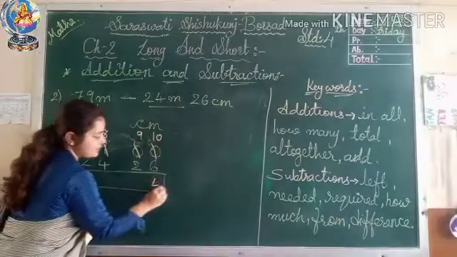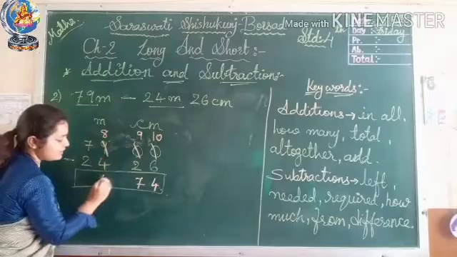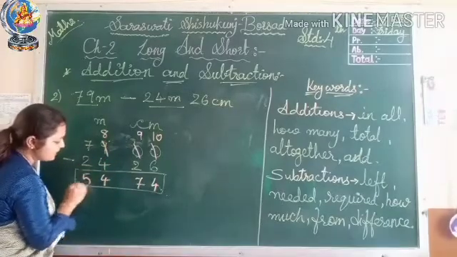10 minus 6 is 4, 9 minus 2 is 7, 8 minus 4 is 4, 7 minus 2 is 5.